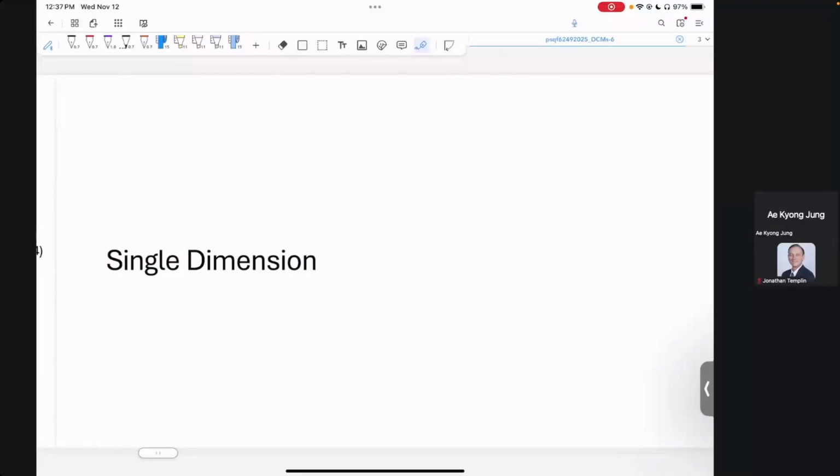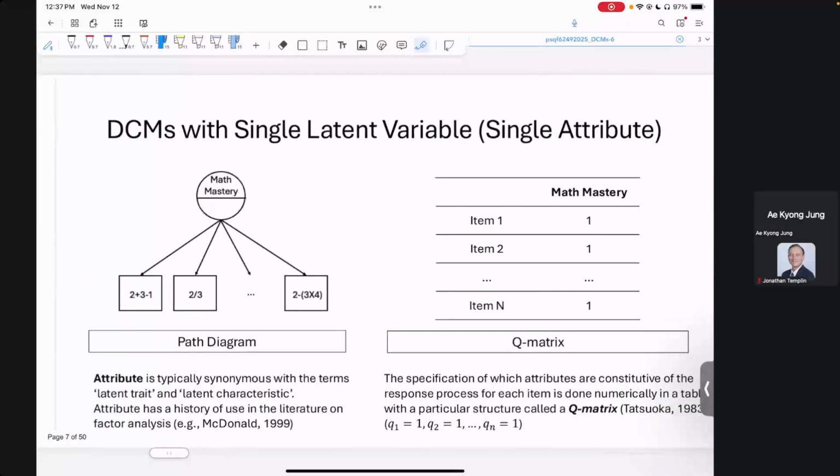Let's see the single dimension of the DCM. This path diagram is already familiar to you because we saw this a lot in the CFA model. The different thing is that this latent trait is divided into 2 different parts. This latent trait is also called an attribute, and this attribute is typically synonymous with the terms latent trait and latent characteristic that we cannot see. And also this attribute has a history of use in the literature on factor analysis.